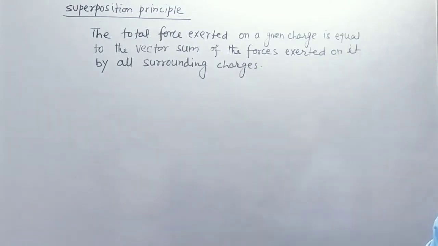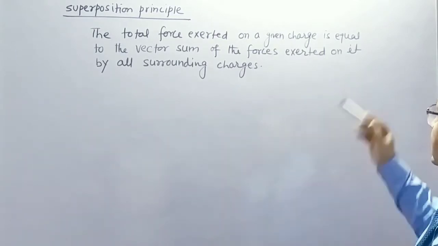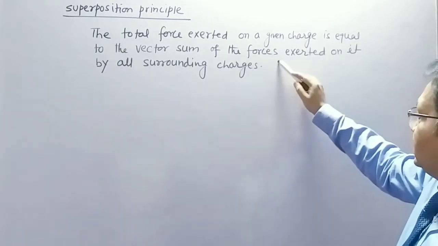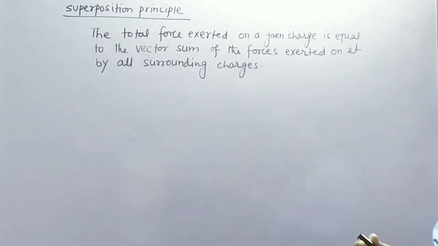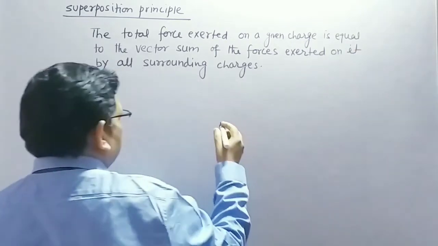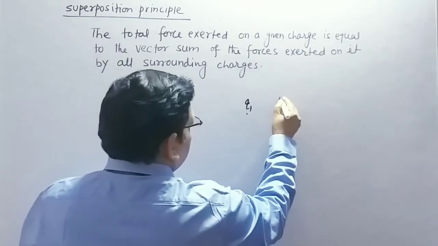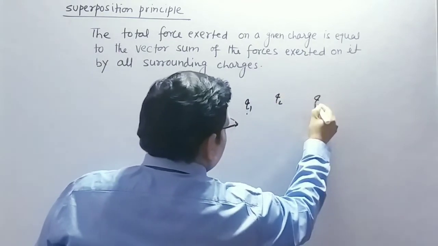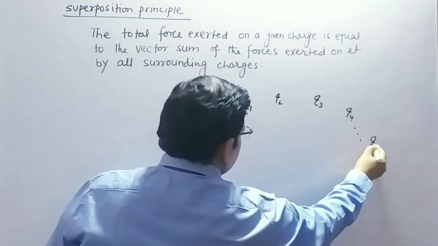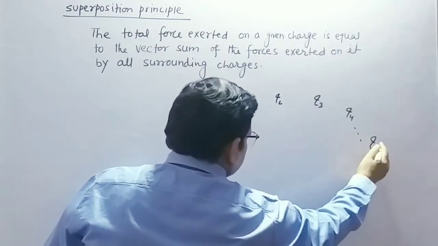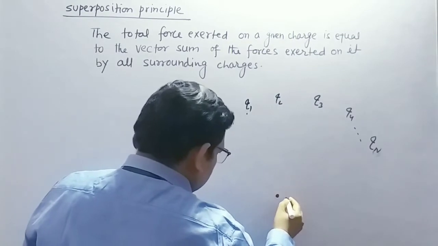According to the superposition principle, the total force exerted on a given charge is equal to the vector sum of the forces exerted on it by all surrounding charges. So let us consider n charges. Consider charge Q1, Q2, Q3, Q4 and so on. Suppose there are n charges. Suppose that we want to calculate the force on charge Q0.